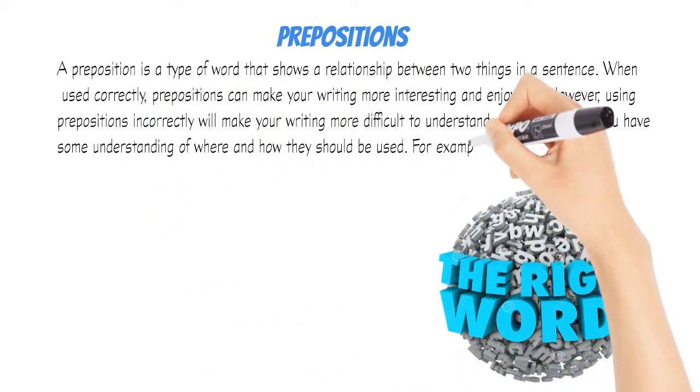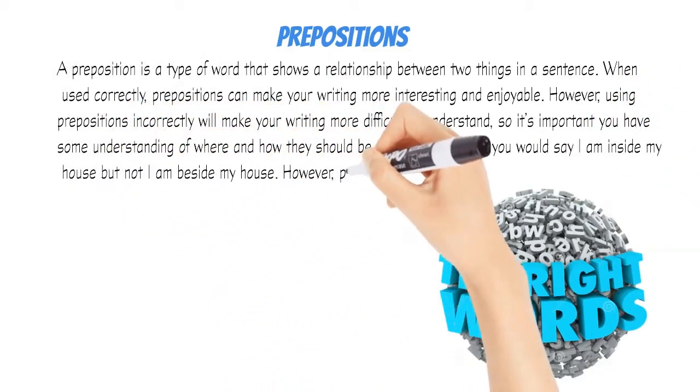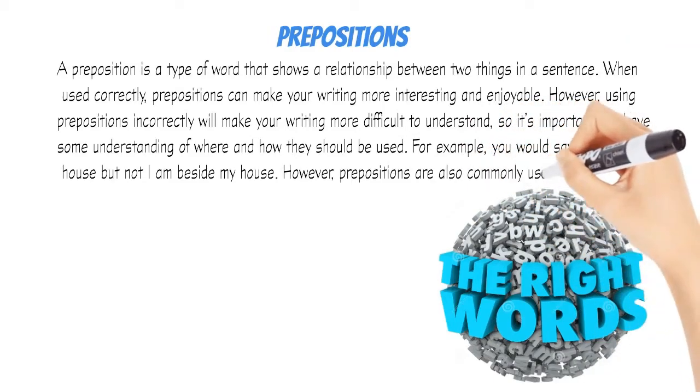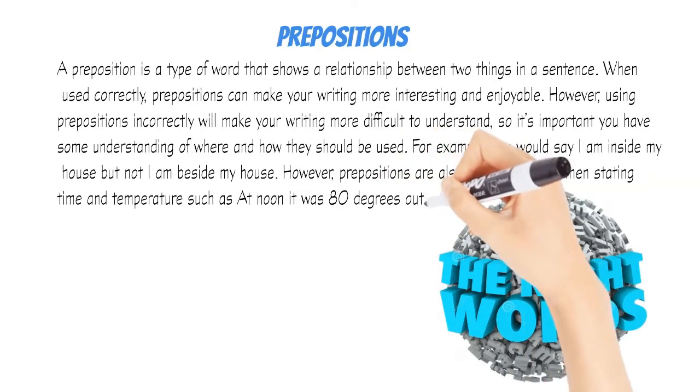For example, you would say "I am inside my house" but not "I am beside my house." However, prepositions are also commonly used when stating time and temperature, such as "at noon it was 80 degrees outside."